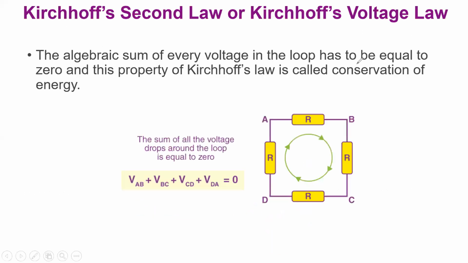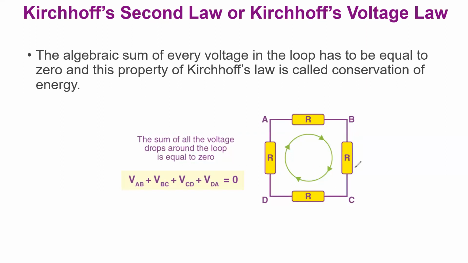So after clearing the diagram, we can move to the next slide. Kirchoff's second law, or Kirchoff's voltage law. So this says the algebraic sum of every voltage in the loop has to be equal to 0. Same, the algebraic sum of voltage is equal to 0.